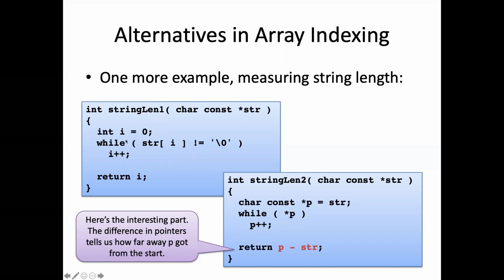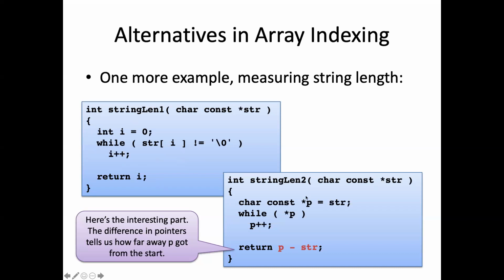I start out with i pointing at the first character in the array, and I keep making i bigger until I hit the null terminator. Then when I do, I know I've looked at every character in the string, so I can just return that as the length. This first example up here is kind of like what we did before. It's using array notation to look around that string.